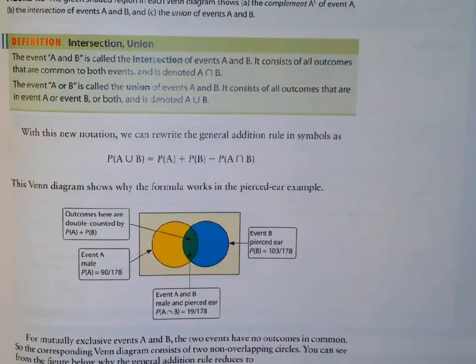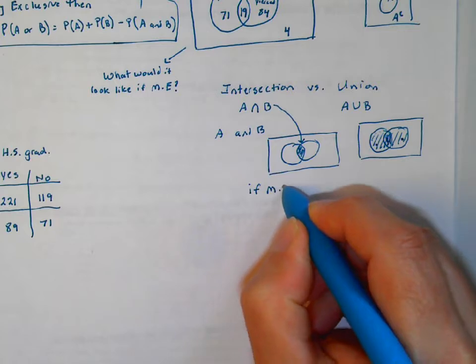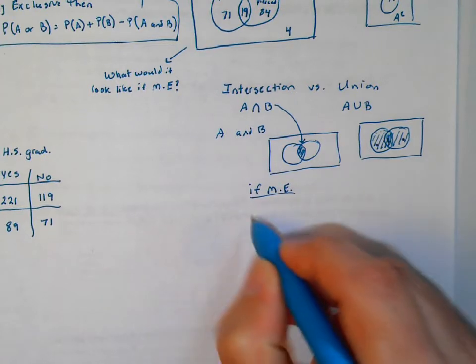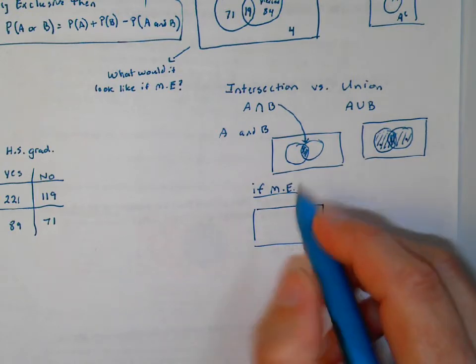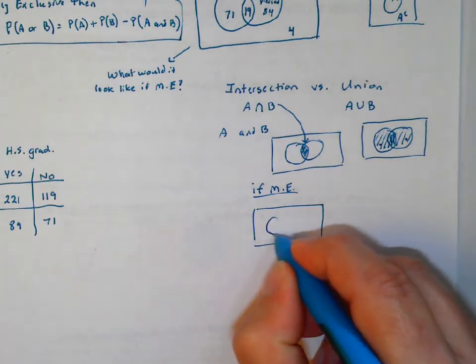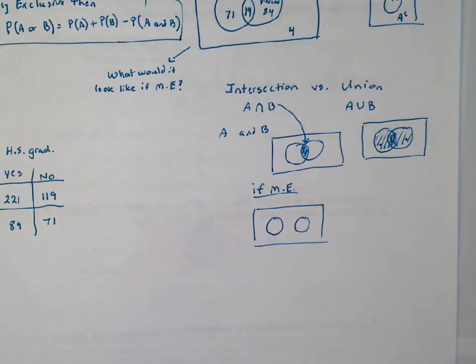Okay, so let's think about this. If they're mutually exclusive, okay, what would the graph look like? Okay, we know they can't happen together, right? So there would be no intersection. So we'd have event A and event B, and there's no overlap between them. Okay.